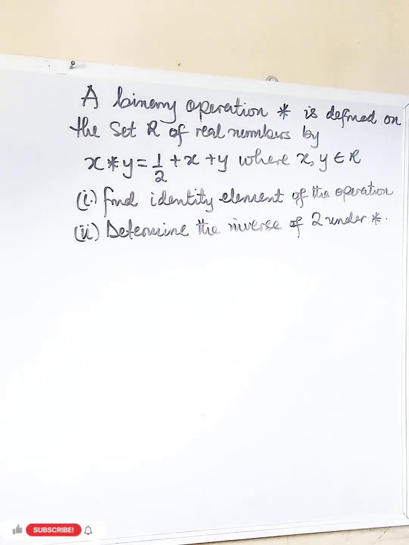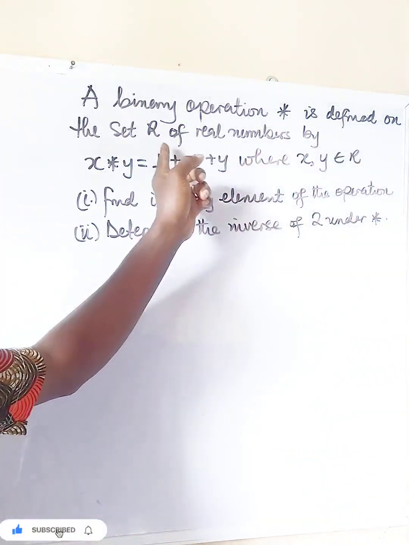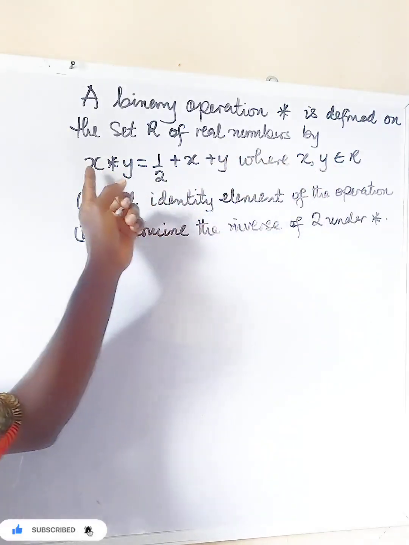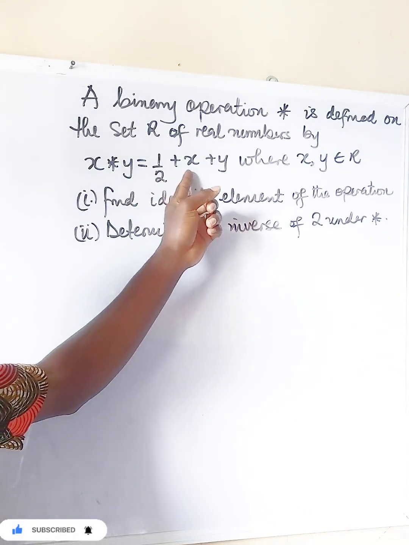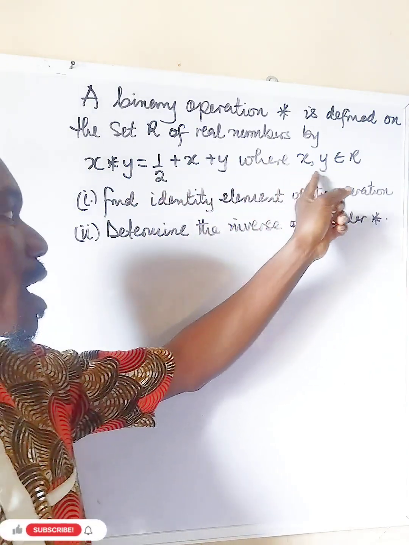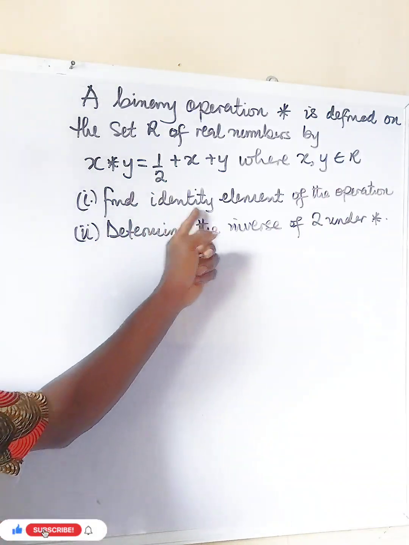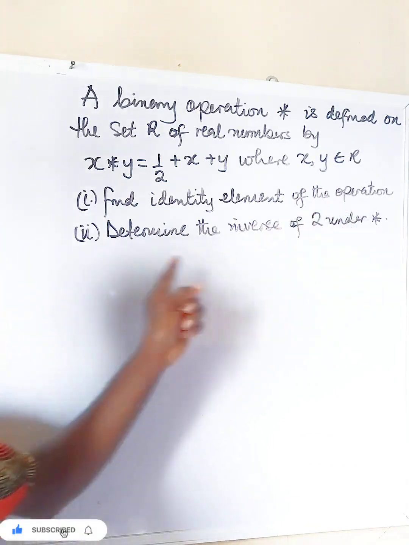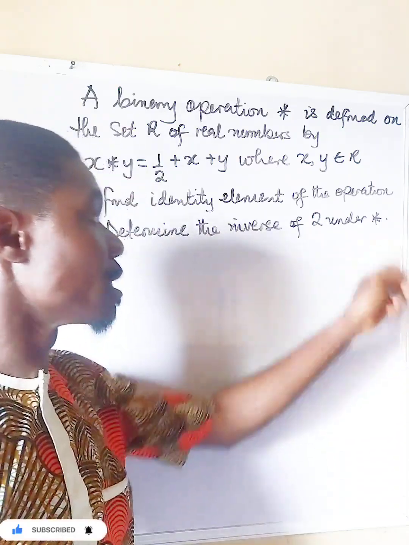Now let us look at this question again. It says that the binary operation * is defined on the set R of real numbers by x * y = 1 over 2 plus x plus y, where x, y are elements of real numbers. Now find the identity element of the operation. Now determine the inverse of 2 under the same operation.